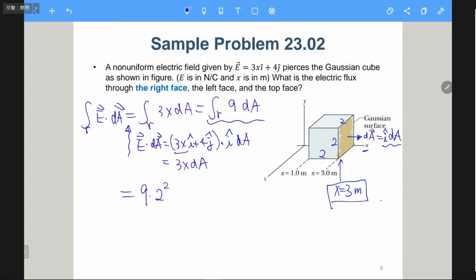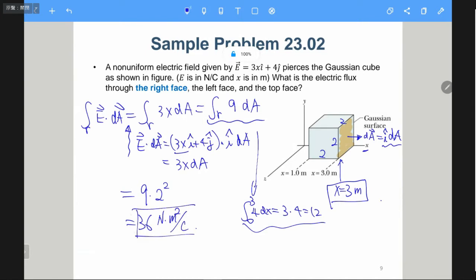This looks quite strange, but it is somehow like integrating 4 over dx from 0 to 3, which will be 3 times 4 equals 12. If you're just integrating a constant, then it's nothing but a multiplication. So it's the case like this, integrating over this area. This area is 4, so 9 times 4 is 36 newton meter squared over Coulomb. So this is the answer to part A.